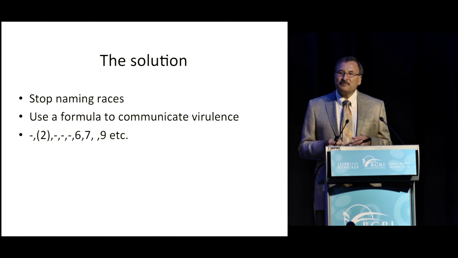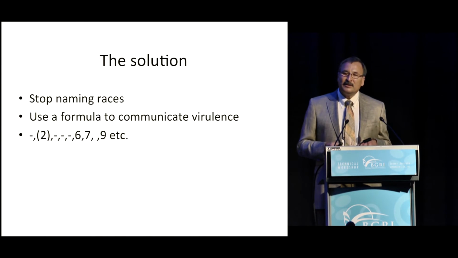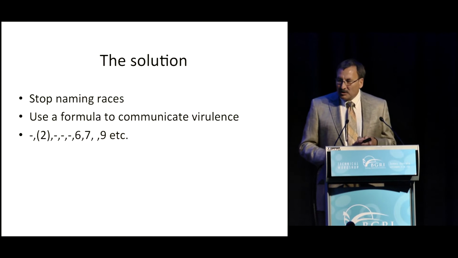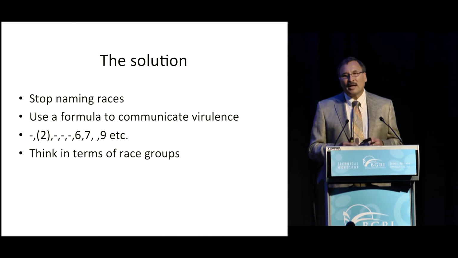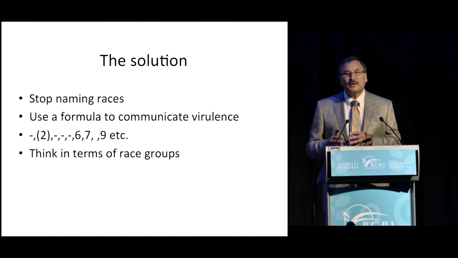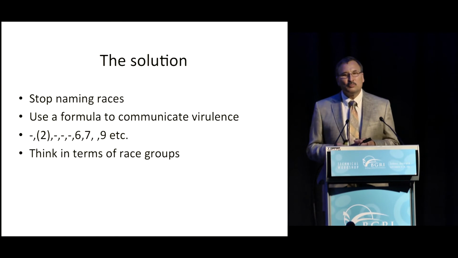So if you did this for each isolate and grouped them according to similarities, you could think in terms of race groups. And each race group would likely attack a different group of varieties.